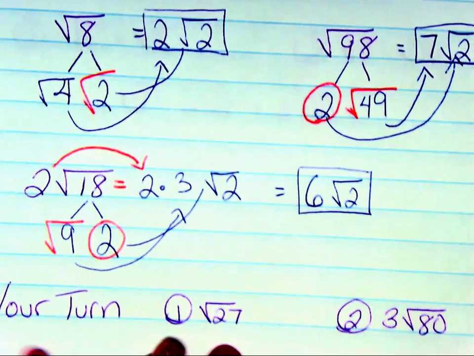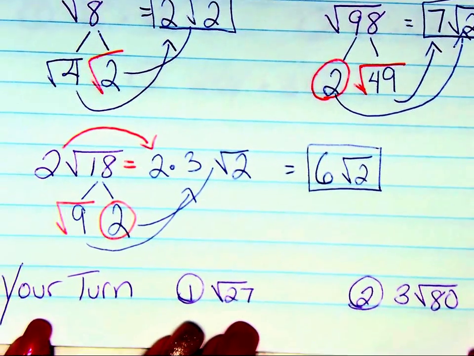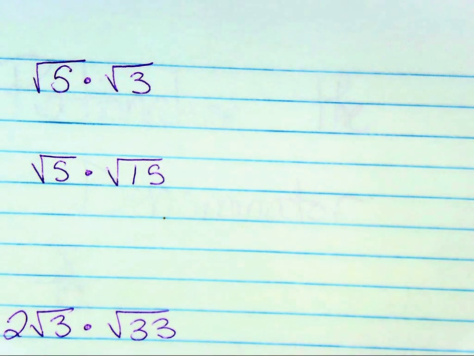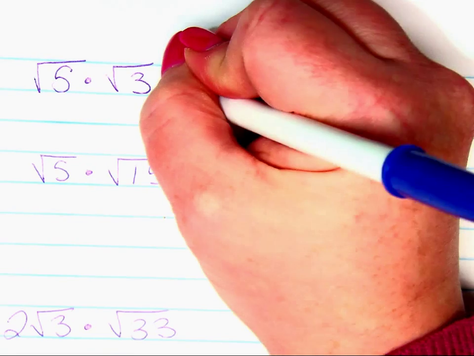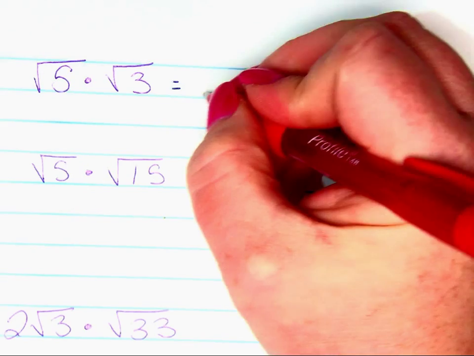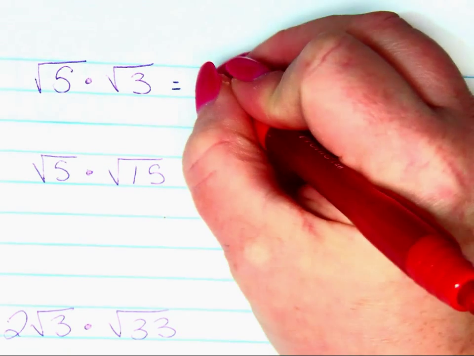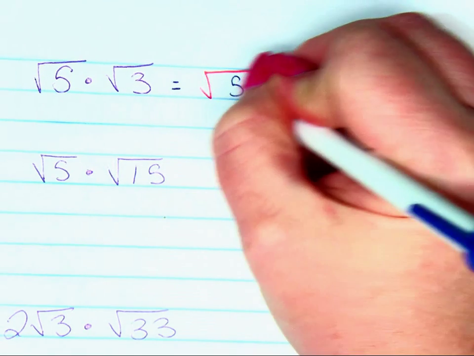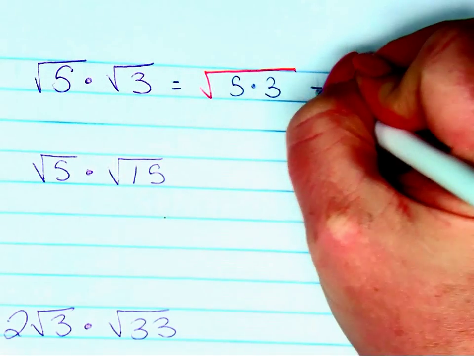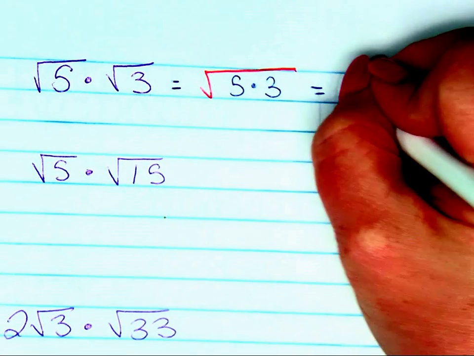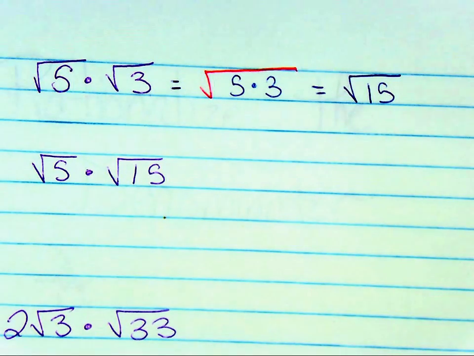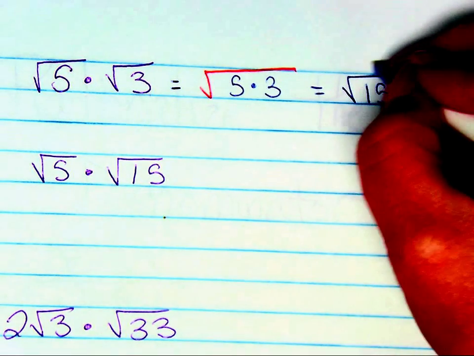Now it's your turn to answer these two questions. Sometimes we are asked to multiply. In that case, what we do is we rewrite the radical. Instead of 2 radicals, we rewrite it under 1 radical, and this becomes 5 times 3. Well, 5 times 3 is 15, and I cannot simplify that anymore, so my answer is simply the square root of 15.